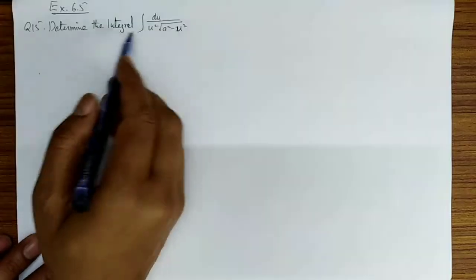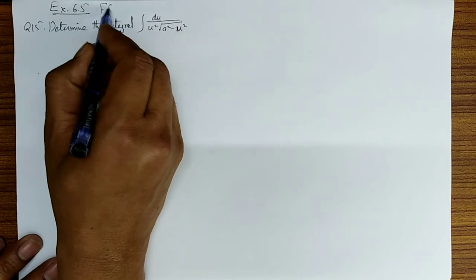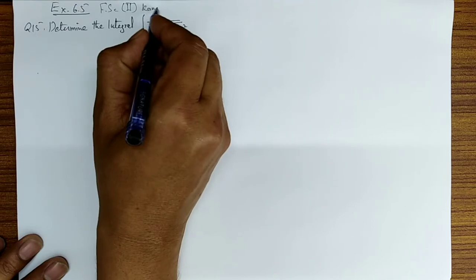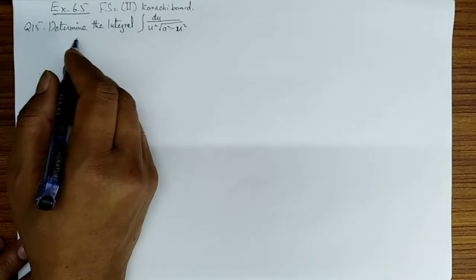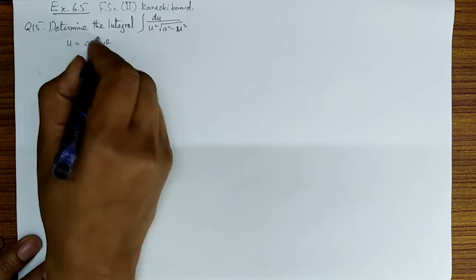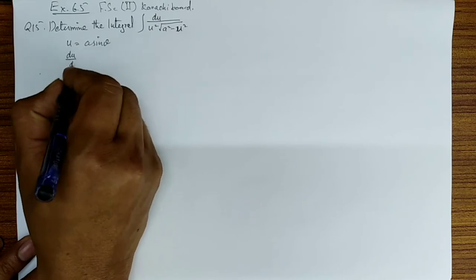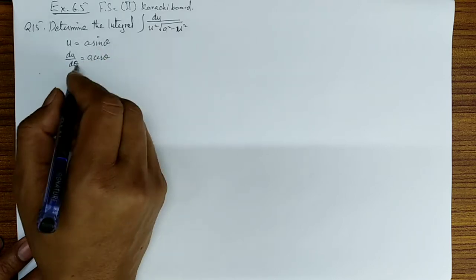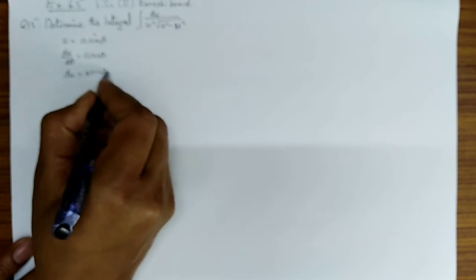Okay guys, to solve this question, question number 15, exercise 6.5, FSC second year, Karachi board. You're supposed to take u equals a sine theta. Taking the derivative, du upon d theta equals a cos theta, and to get the value for du, du is equal to a cos theta d theta.